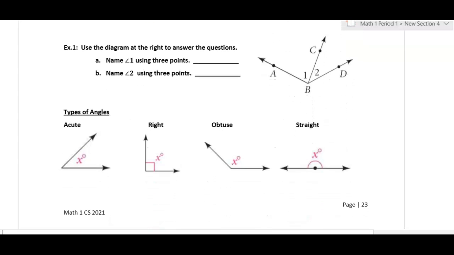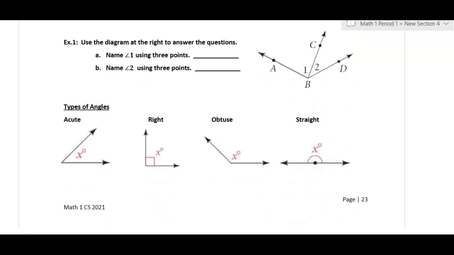So here, if we had to name angle 1 using 3 points, I'm going to highlight angle 1. So this is the angle, angle 1. So we can name that angle ABC. Now if I trace angle 2, that would be that angle, and I can name that angle CBD.